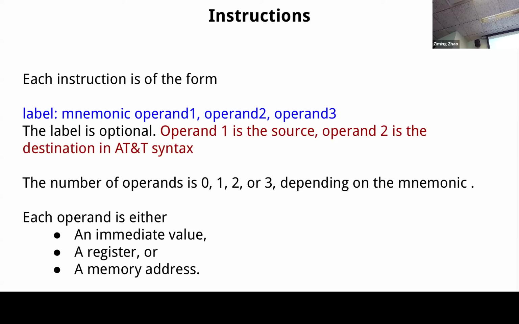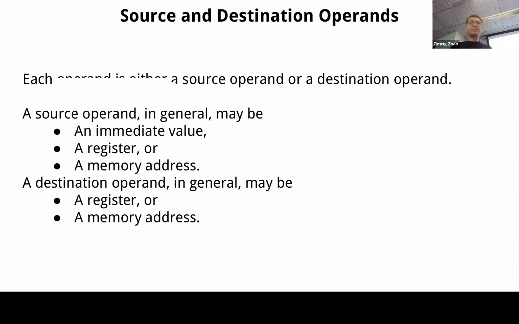that's it. Then each operand can be a number, or we call it an immediate value. That's just a number. It can be a name of a register. It can also be a memory address. Those are the possible values for an operand.